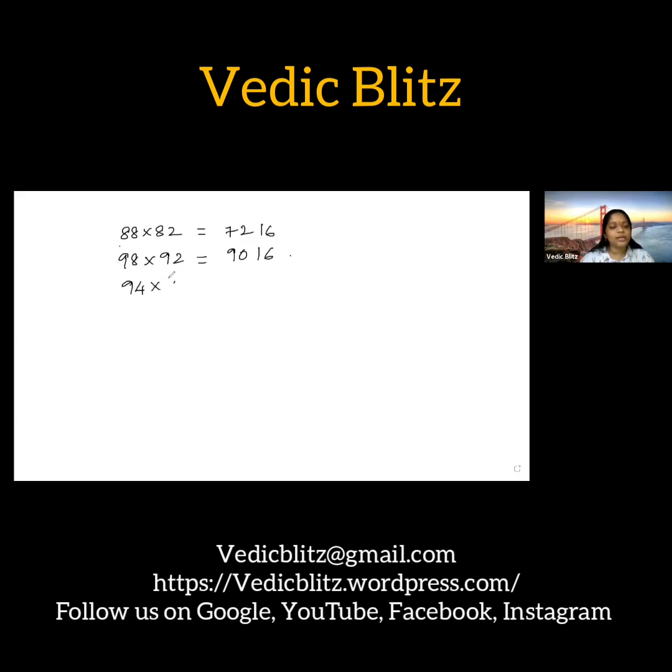In the same way, 98 multiplied by 92 gives you 9016. 94 multiplied by 96 gives you 9024. Because Ekadhika of 9 is 10, we should multiply 9 with 10 and write down the answer as the left hand side, and the right hand side answer will be the 4 and 6 multiplication.